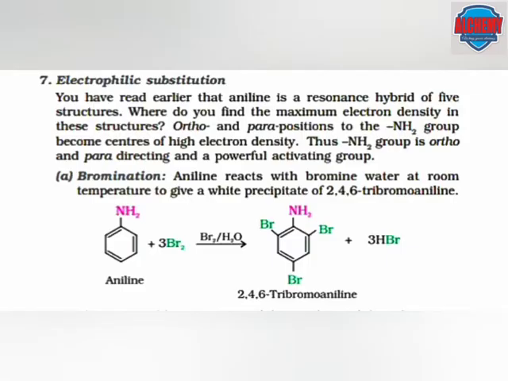Next we will discuss electrophilic substitution reactions. The first one is bromination. Bromination means addition of bromine. Aniline reacts with bromine water at room temperature to give a white precipitate of 2,4,6-tribromoaniline.